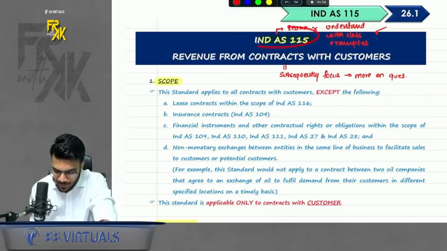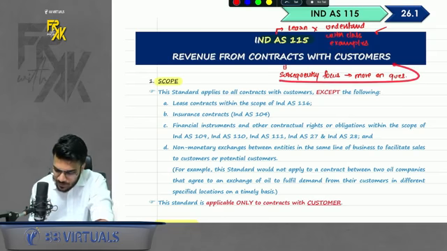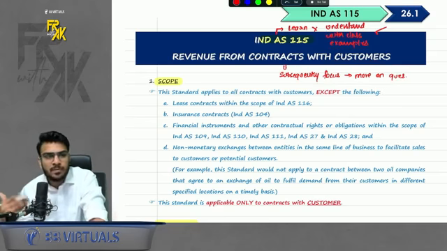First of all, Ind AS 115, name: Revenue from Contracts with Customers. In this Ind AS, please remember, no need to ratify each and every word of this, but you should understand the concepts, and I will make you understand the concepts with the help of examples. Subsequently, once the revision is done, your focus should be more on questions.